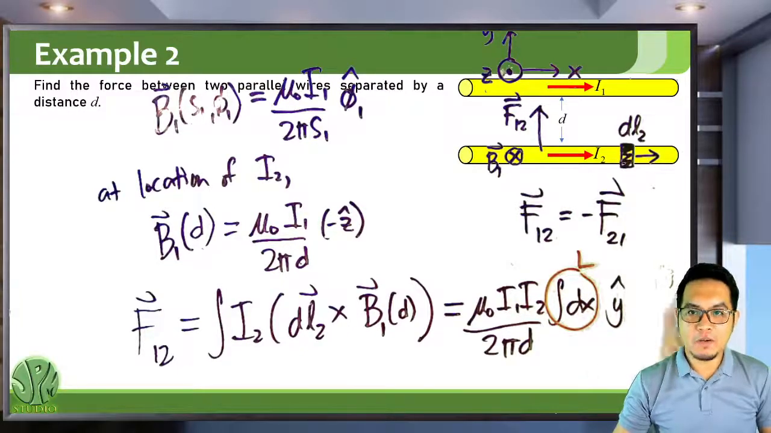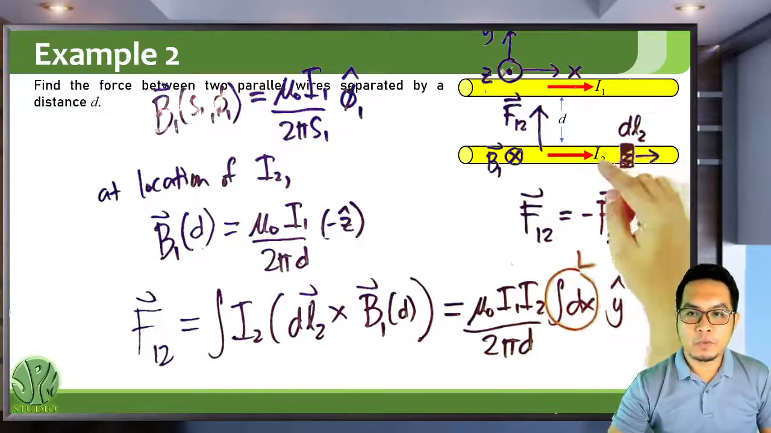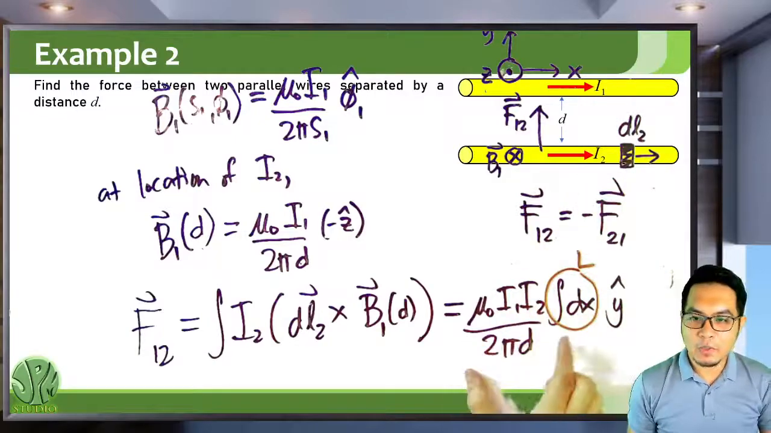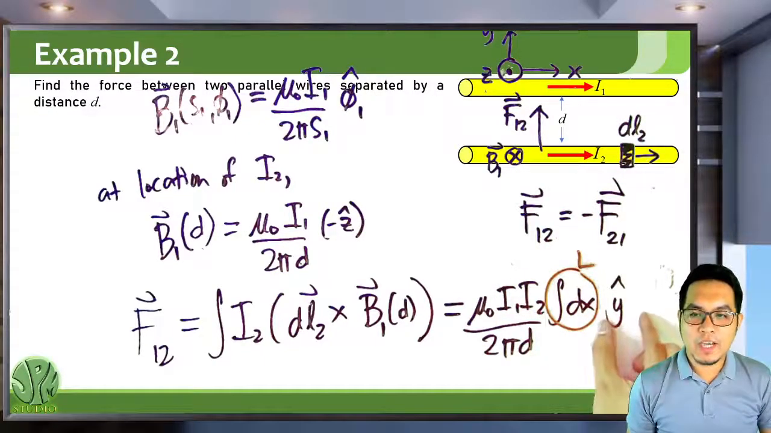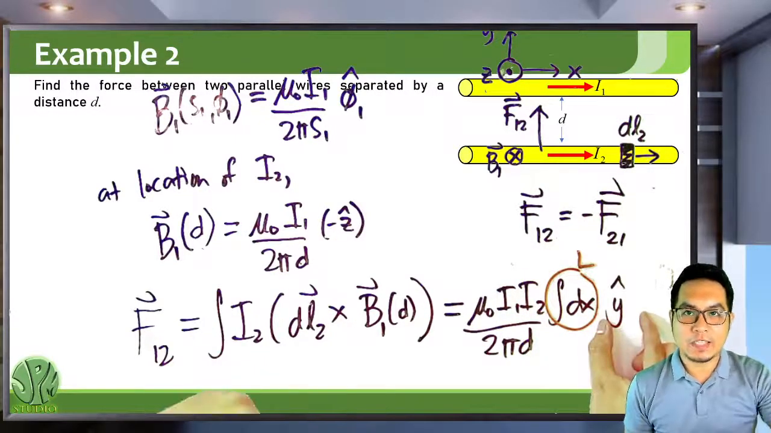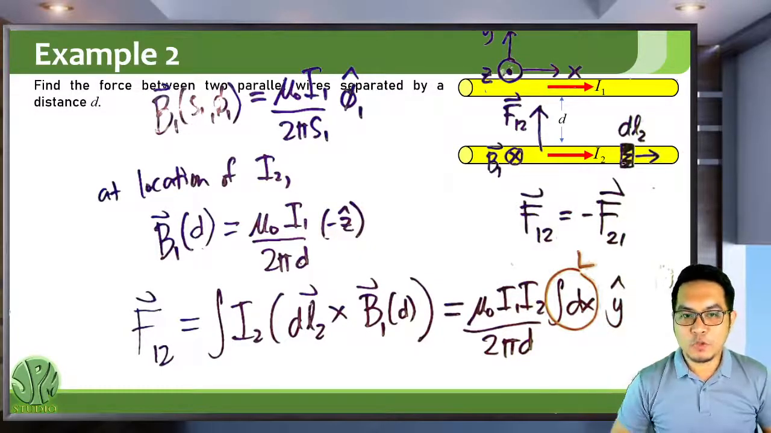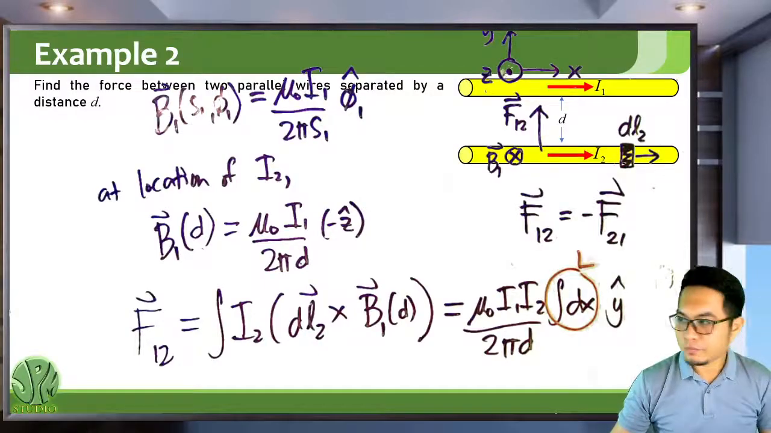And similarly, for the force exerted by I2 on I1, F21, it will have the same magnitude, but the direction will be opposite, in the negative y axis. So it's a mutual force. So the law of action and reaction.